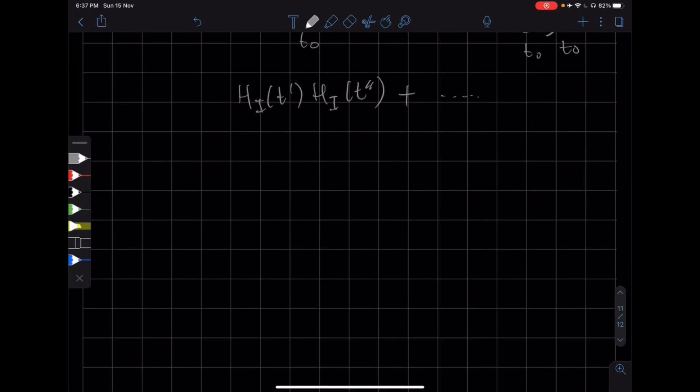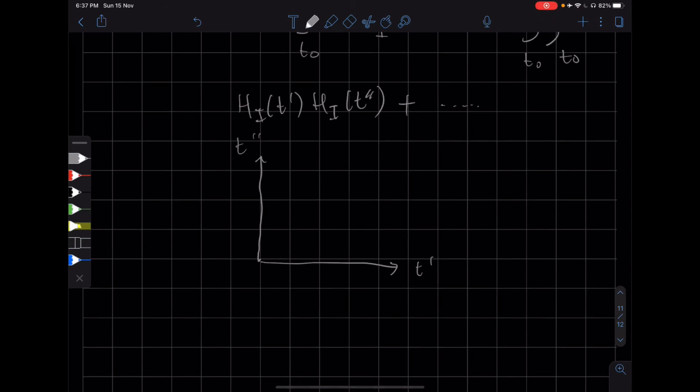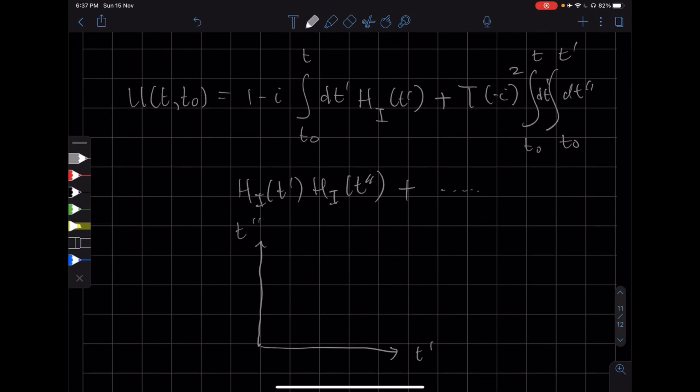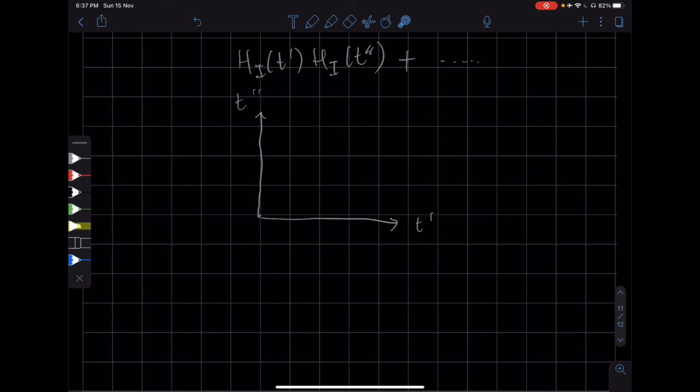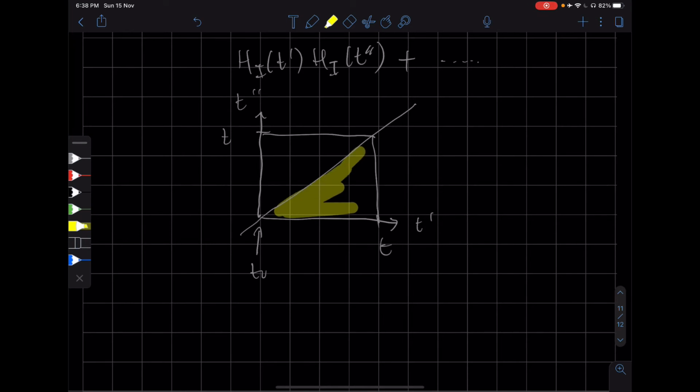Now, if I look at the second order term, let me just draw a graph. So on the y-axis, I'm drawing t double prime, and here I'm drawing t prime. Because it's time ordered over here, we see that t double prime is always less than t prime. So if I draw through this graph the line where t prime is equal to t double prime, and suppose this is t0, and this is t, and this is also t, then what we can show is that the integral covers this part of the domain of integration.